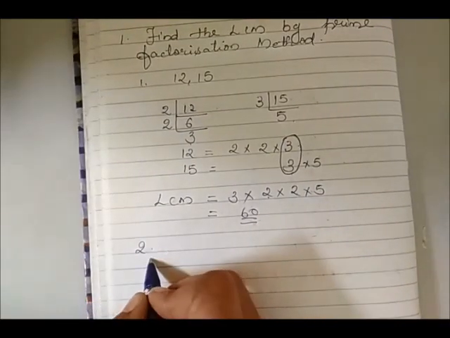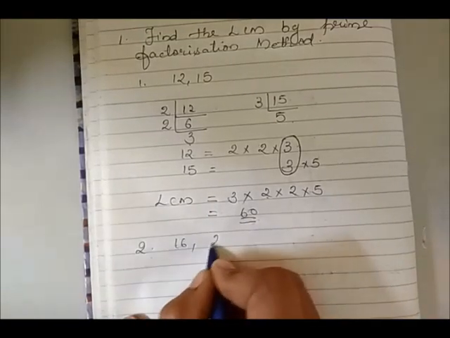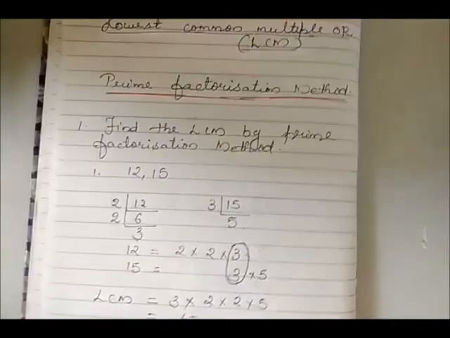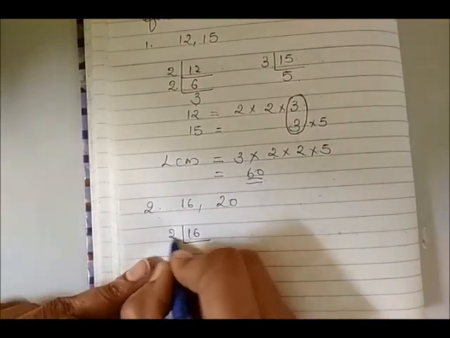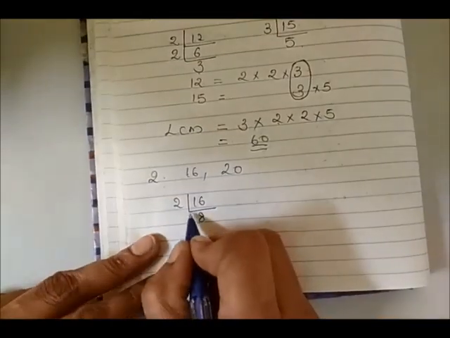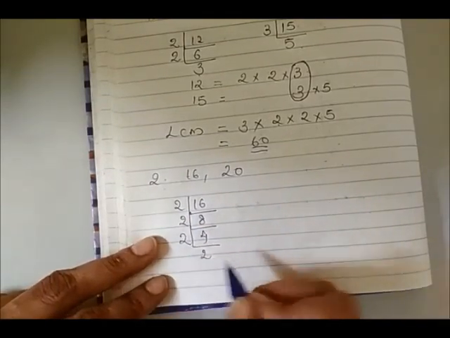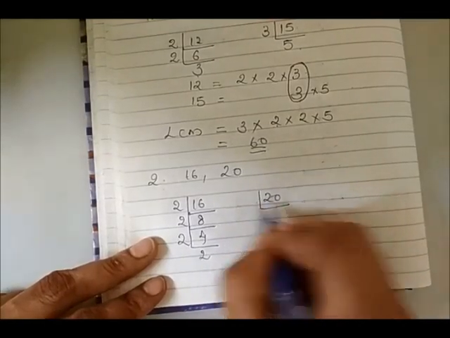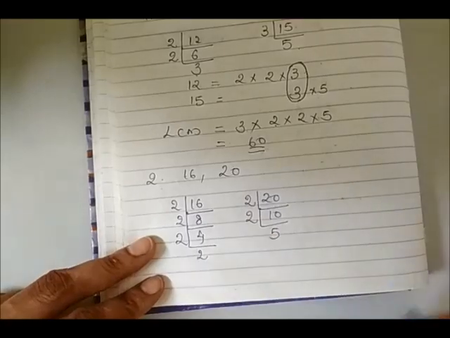Our second question is 16 and 20. Take the LCM of 16 and 20 by the prime factorization method. So 16, 2, 8, 2, 4, 2, 2. Okay, now you can stop here. 20 also, 2, 10, then 2, 5.